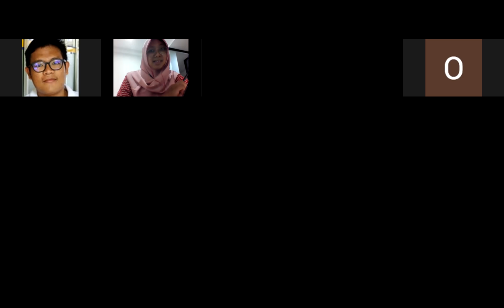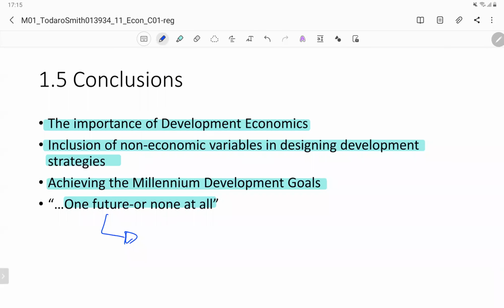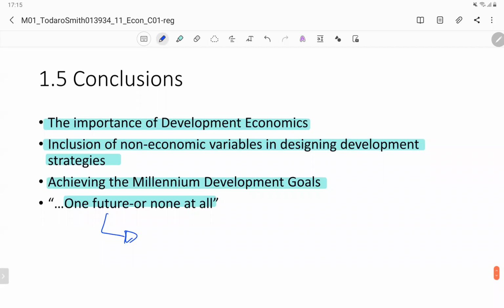Sorry, I think you are breaking up. Can you repeat your question? Ma'am, why in the conclusion is it directly stated, so straightforward, ma'am, one future or none at all? Why can the conclusion be that straightforward? Because, is there any other alternative besides that one future that is described?